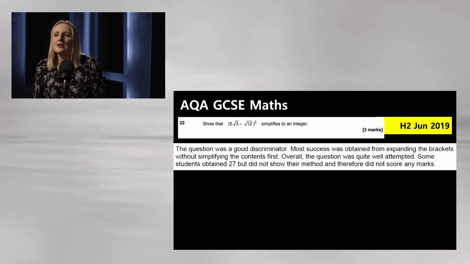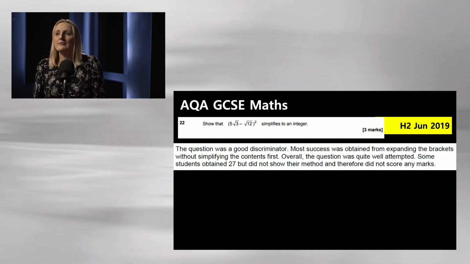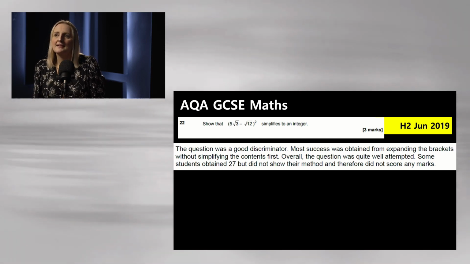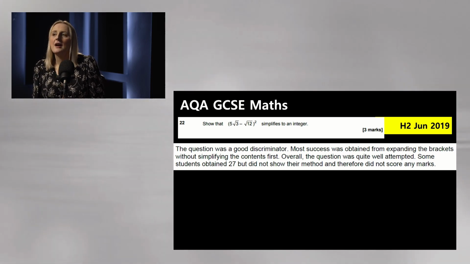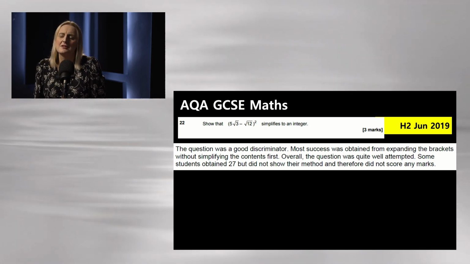And it says it was a good discriminator. When I say it's a good discriminator, they normally mean that only the very best students got that right. So it's really picking out those grade 9 students. Most success was obtained from expanding the brackets without simplifying first, but it was quite well attempted. And if they didn't show their method, 0 marks.